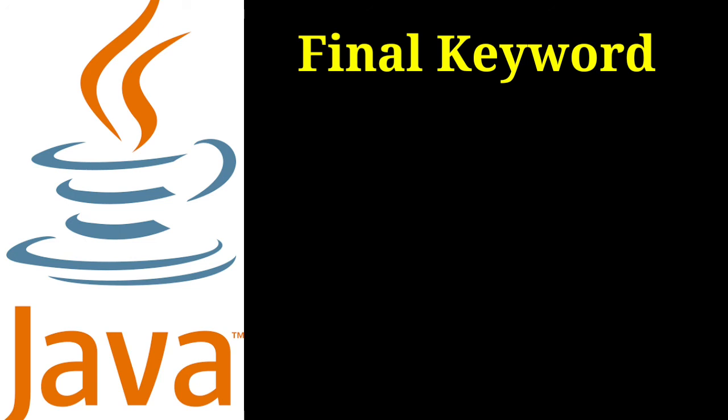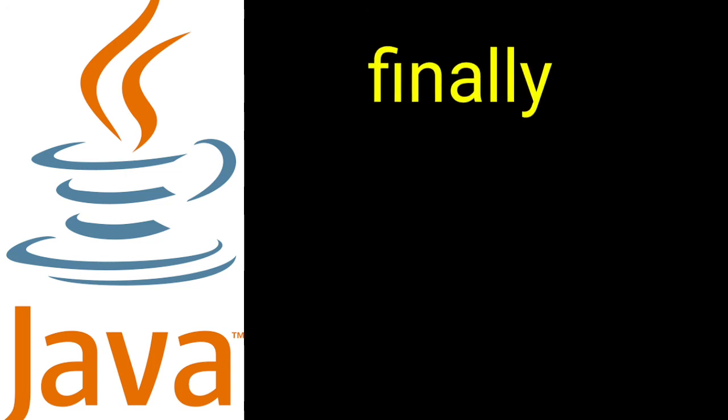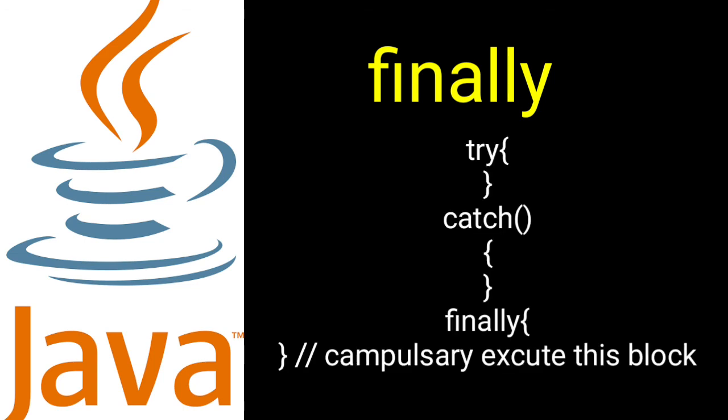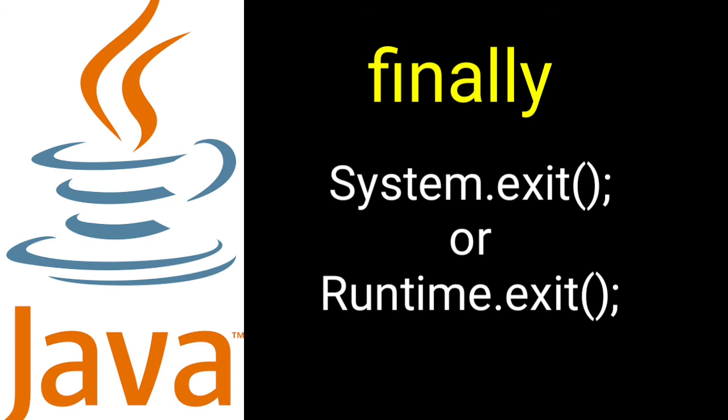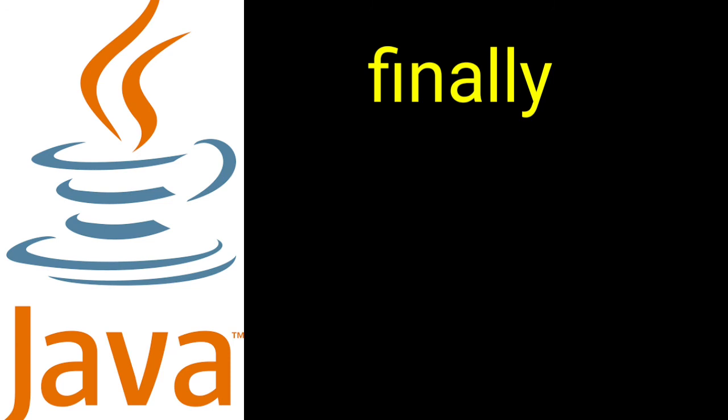Now let's talk about finally. You need either a catch or finally block with a try block in Java. The main advantage of the finally block is that it's guaranteed to be executed even if your try block throws an exception. There is only one scenario when the finally block does not get executed: when the JVM crashes or you call System.exit or Runtime.exit from the try block. Only in that scenario will the finally block not execute.